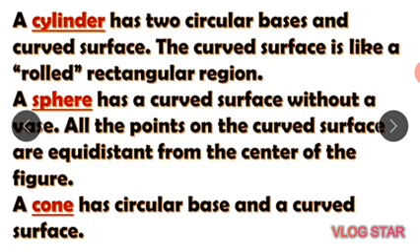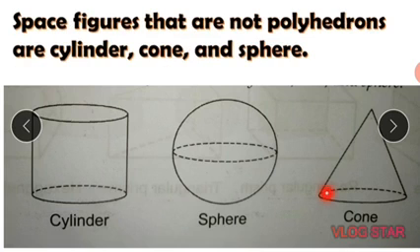And next is cone, it has a circular base and a curved surface. So a circular base and a curved surface. Okay, this is curved, but it looks like a triangle in a drawing.